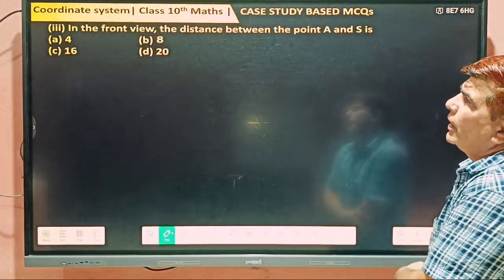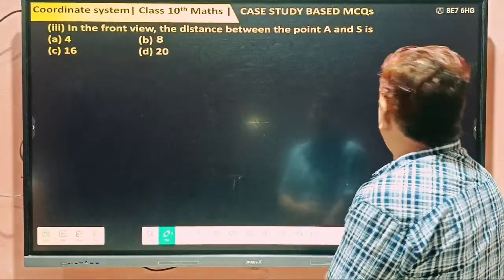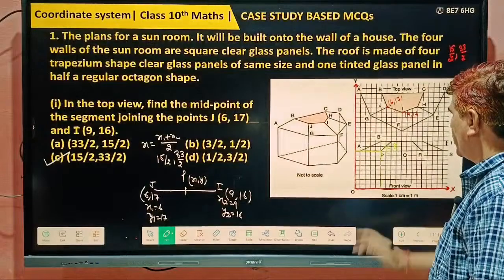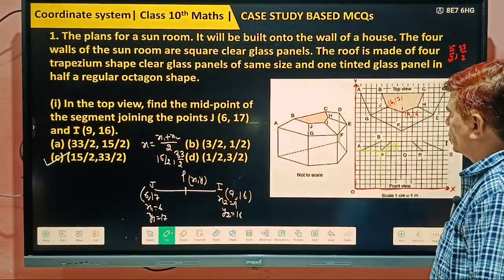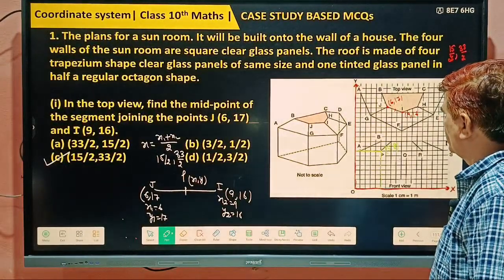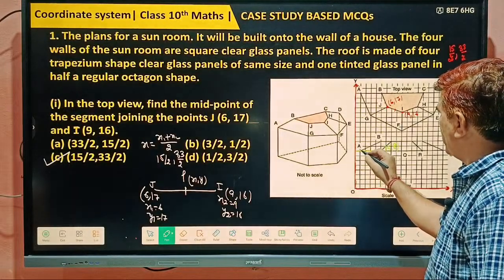Third part, in the front view, distance between the point A and S. Come on that figure. This is the figure. So where is point A? A is here. This is the point A we can say.